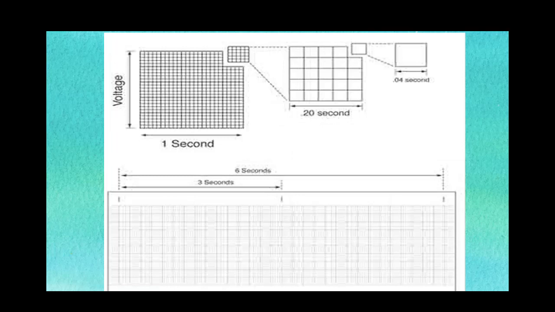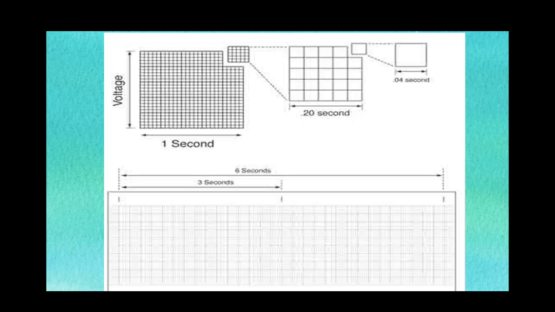So this is showing the paper. You assume that any strip that you're given in this class is a 6-second strip. One way you can tell is the markings on the paper: when you look at the graph at the bottom, there are spiked lines. Between each spike line is 3 seconds. So in general, when you are given a strip, it will be a 6-second strip.